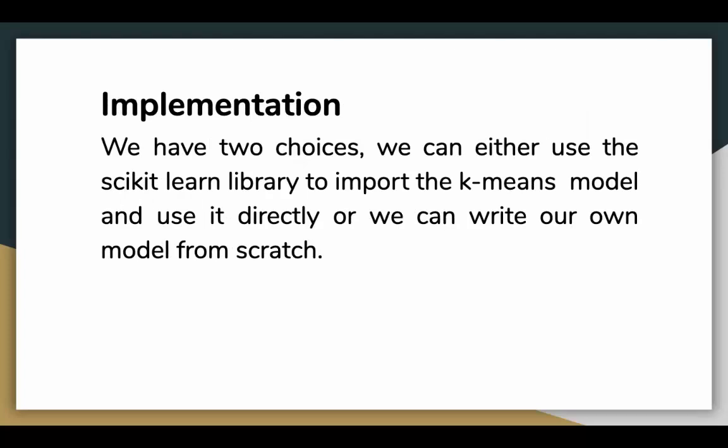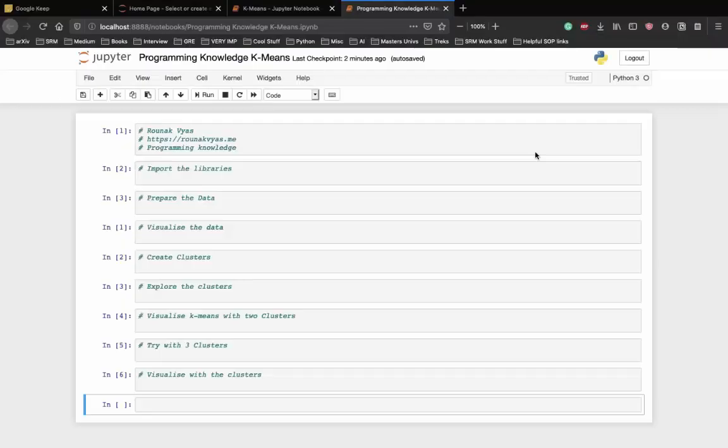So coming to the implementation, we have 2 choices. We can either use the scikit-learn library and import the k-means model and use it directly, or we can write our own model from scratch. So writing our own model from scratch using NumPy and Python is very easy for k-means, but to see how the algorithm works very fast, we'll implement k-means using the scikit-learn library. In this video, we will use scikit-learn to implement the k-means clustering algorithm.